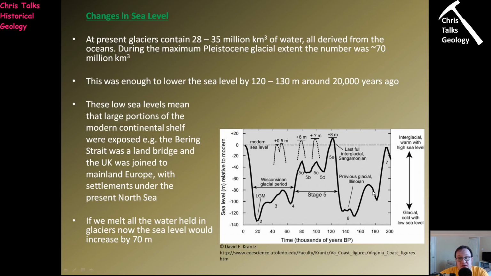Not really a huge shock there. As soon as we enter an interglacial, ice melts, sea level goes up. And then as soon as we enter another glacial, sea level goes down again. So not really a huge surprise there. So there's a little bit of a blurb here about archaeology in the UK, but that's not really that important. Okay, so if we melt all the water held in glaciers at the moment, it's going to see a sea level increase of about 70 meters. That gives you some idea of what can happen.